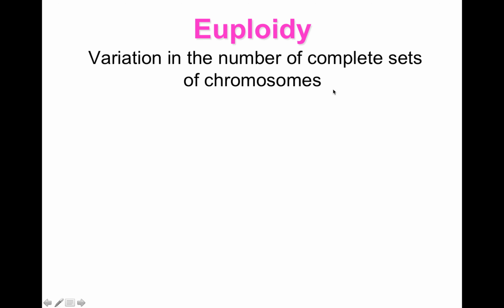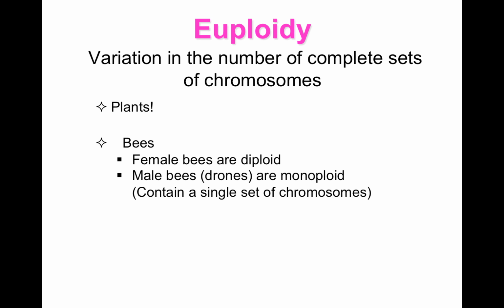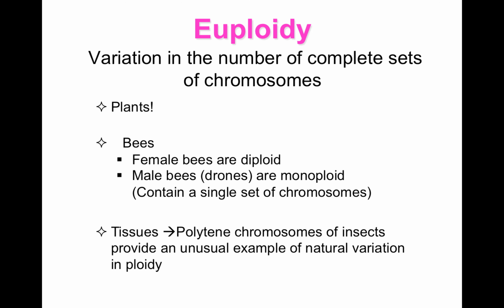Euploidy is the variation in number of a complete set of chromosomes. Plants are very good at producing euploid members of their species. Bees are also euploid, and female bees are diploid, but male bees are monoploid. They have one set of all the chromosomes, where female bees have two sets of all the chromosomes. They're diploid. And individual tissues sometimes can be euploid, such as the polytene chromosomes of insects.